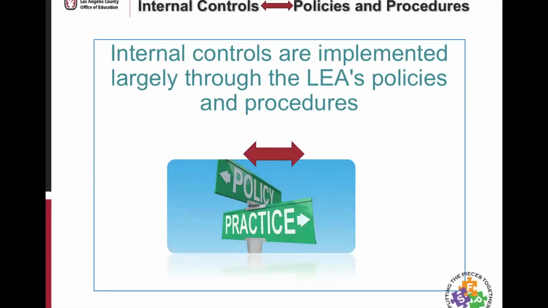All right, so looking at internal controls is going to lead us right into the next topic, because internal controls really are based on having policies and procedures in place to support those systems. And they're implemented through LEA policies and procedures. And the Uniform Grants Guidance is heavy on policies and procedures. You'll see there are many policies and procedures listed in there that are required for LEAs.